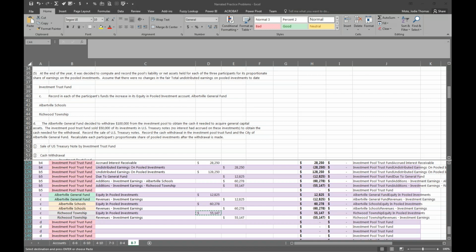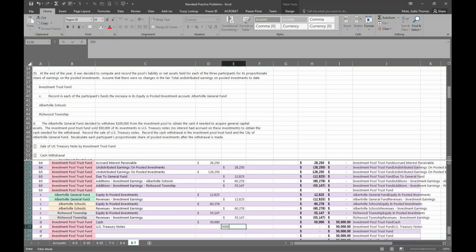General Fund. Okay. So first, we're getting ready to make the withdrawal, or to send the money to the Albertville General Fund. So they said we had to sell Treasury notes. Okay. That's us getting ready. This is not hard when you just take it step by step. Now we're actually going to send the cash out the door. So we're going to reduce this liability due to the general fund, and we're going to send the cash out the door.